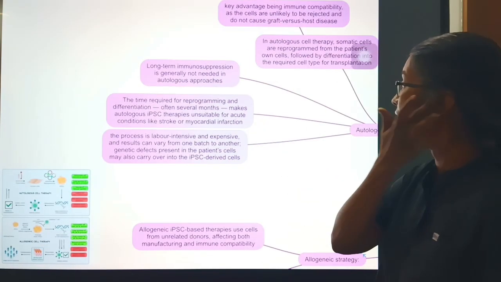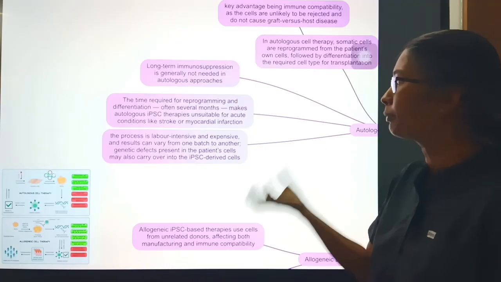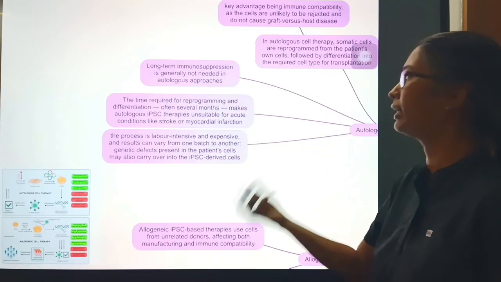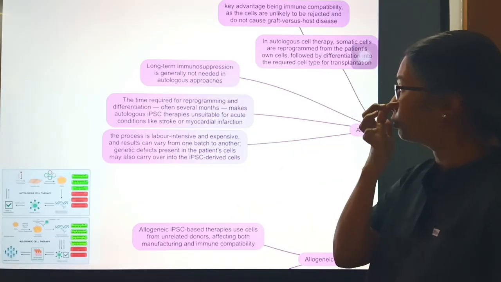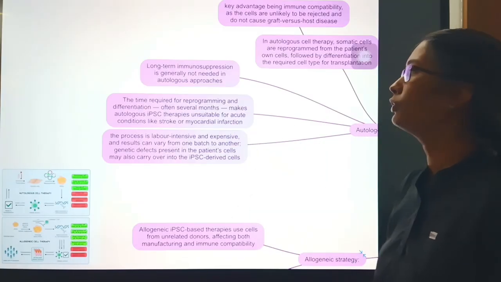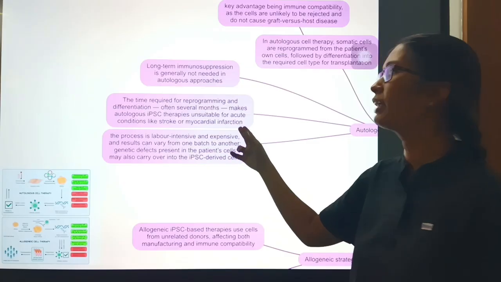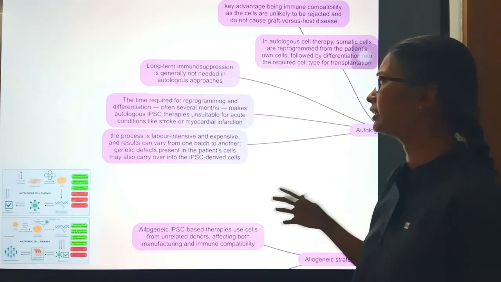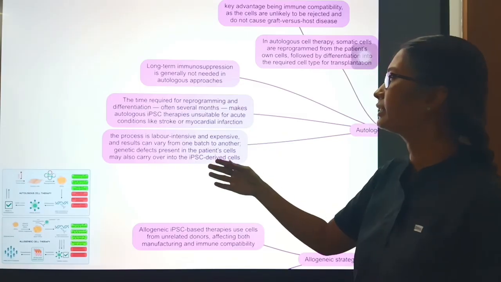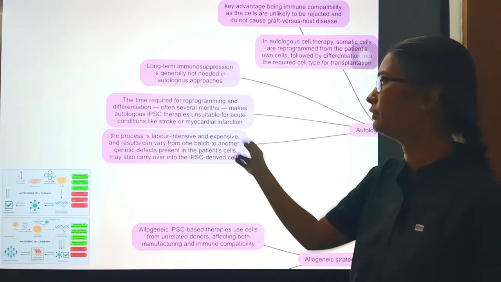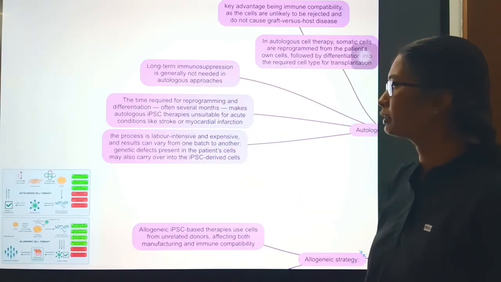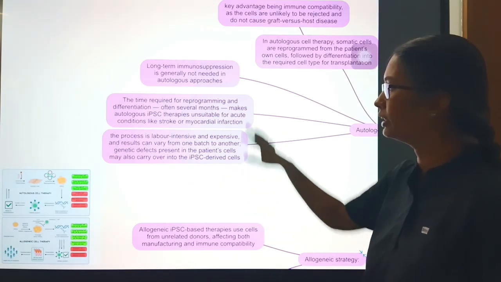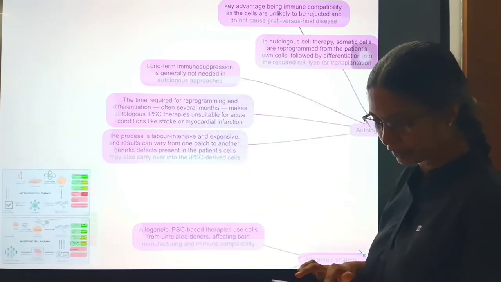The time required for reprogramming and differentiation is often several months. Here this is the drawback. It takes several months for reprogramming those cells from the patient and then giving them back as iPSC-derived cells. So this becomes unsuitable for acute conditions like stroke or myocardial infarction. We cannot wait for so long for these kinds of patients. The process is labor intensive and expensive. The cells can vary from one batch to another, so batch variation is also there. Genetic defects present in the patient's cells may also carry over into the iPSC-derived cells. So these are the drawbacks of autologous transplantation.